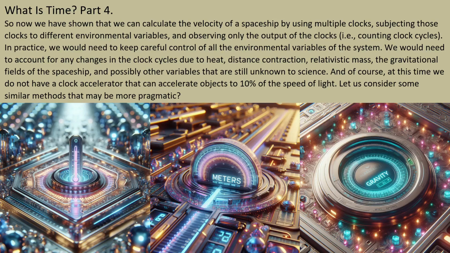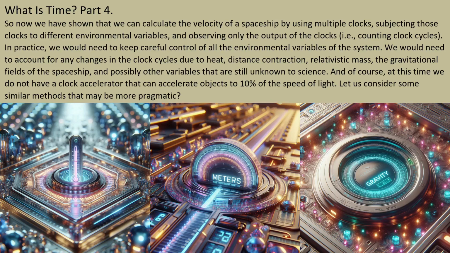In practice, we would need to keep careful control of all the environmental variables of the system. We would need to account for any changes in the clock cycles due to heat, distance contraction, relativistic mass, the gravitational fields of the spaceship, and possibly other variables that are still unknown to science. And of course, at this time we do not have a clock accelerator that can accelerate objects to 10% of the speed of light.